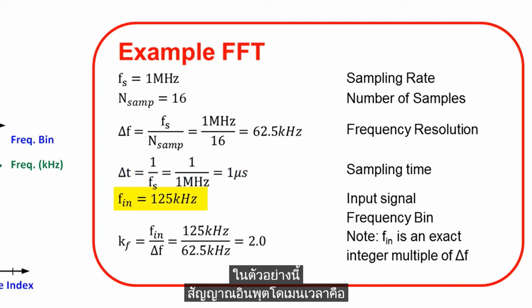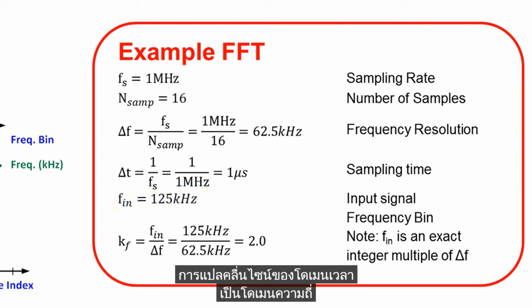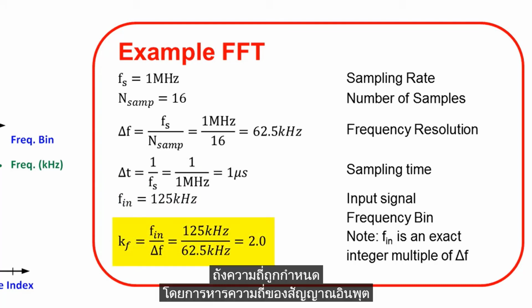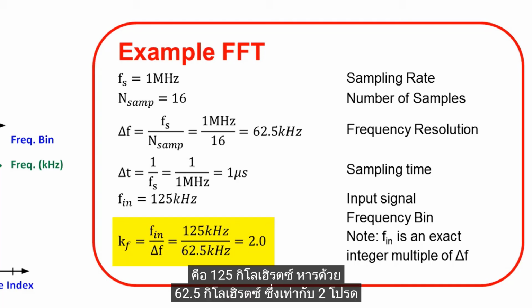In this example, the time domain input signal is a 125 kHz sinusoidal waveform. Translating the time domain sine wave to the frequency domain will create a component in a frequency bin. The frequency bin is determined by dividing the input signal frequency by the frequency resolution, which in this case is 125 kHz divided by 62.5 kHz, which is 2.